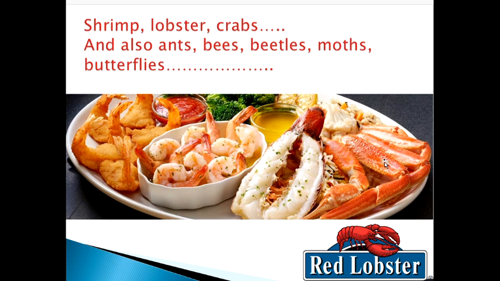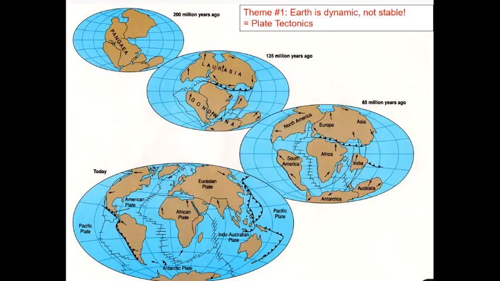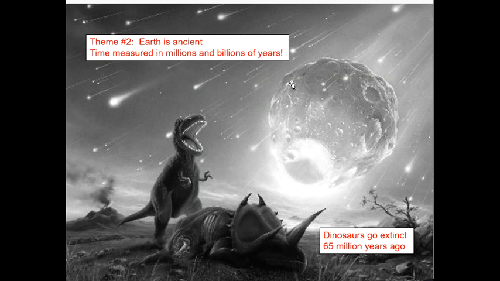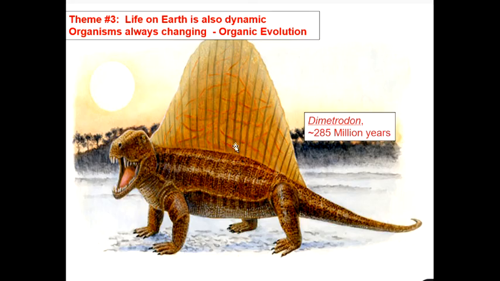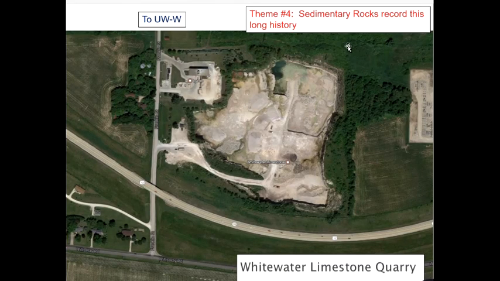I just goofily took this picture from Red Lobster, where you've got your shrimp and lobsters and crabs, but those things in turn are also related to ants, bees, beetles, moths, butterflies, all of those things. So again, to go back, you need to remember the four major themes of this course. The earth is dynamic, and it's very ancient. The life on earth is also dynamic, and how we know this, the record of all of this, is in these sedimentary rocks.